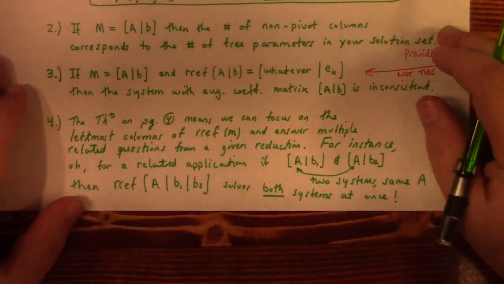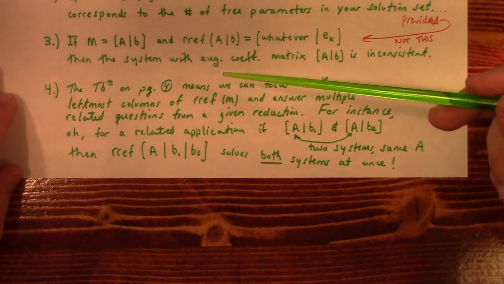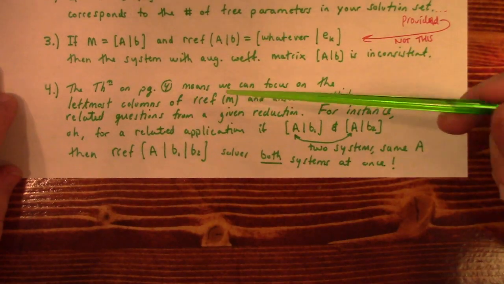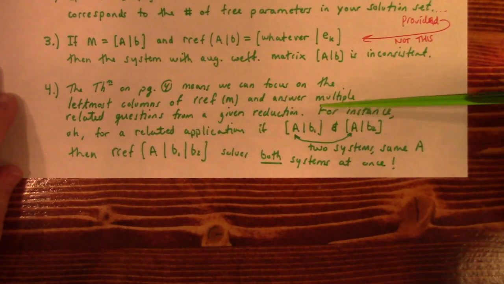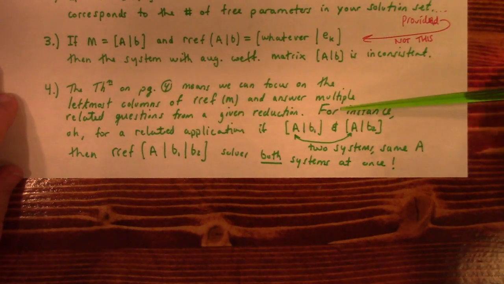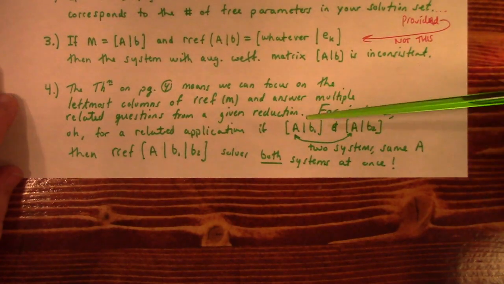And then number 4, and this is where the nuance is, all right? The theorem on page 4 that I shared with you means that we can focus on the leftmost columns of the reduced row echelon form of M and answer multiple related questions from a given reduction, like I just showed you. But there's another kind of application of this, a related application, I should say.